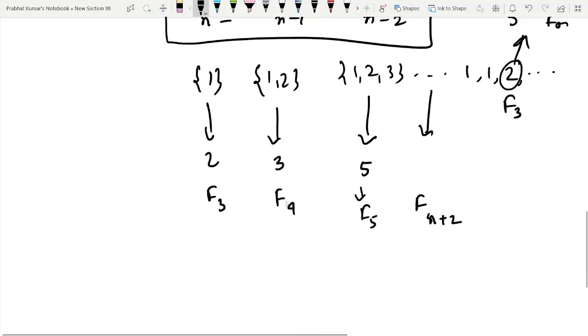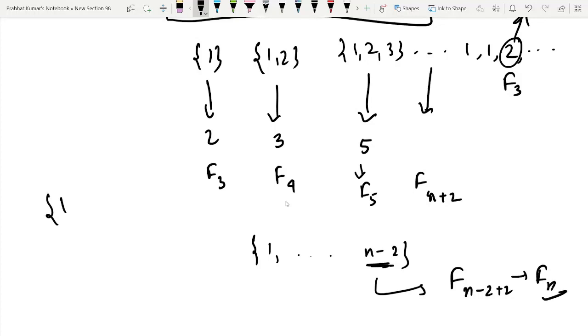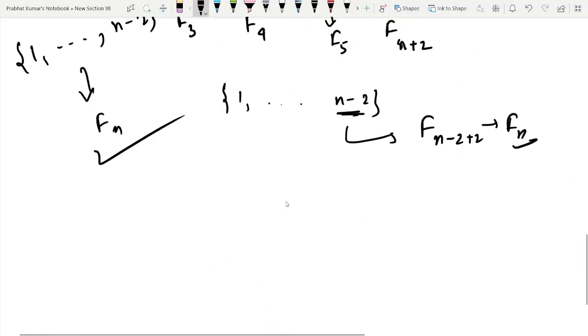That's why in the question we are asked to find for the set from 1 to n minus 2, because as the number is n minus 2, it will give you the Fibonacci number of n minus 2 plus 2, that is the nth Fibonacci number. So nothing else. If the sets are running from 1 to n minus 2, the answer will be the nth Fibonacci number, that is f n, right? So thank you.